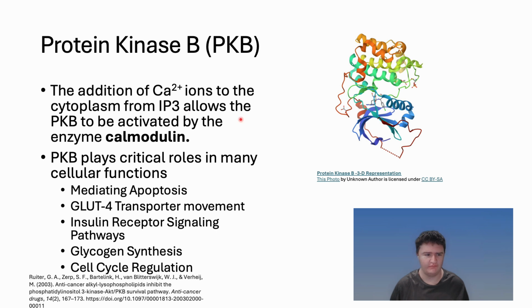Protein kinase B is going to be activated by both IP3 from calcium and calmodulin. And then this will allow it to do things like mediate apoptosis, move our GLUT4 transporters, handle insulin receptor signaling pathways, help us synthesize glycogen, regulate the cell cycle. It's really a bunch of features that are very, very critical towards survival and making sure that we are able to carry out the mission critical reactions.